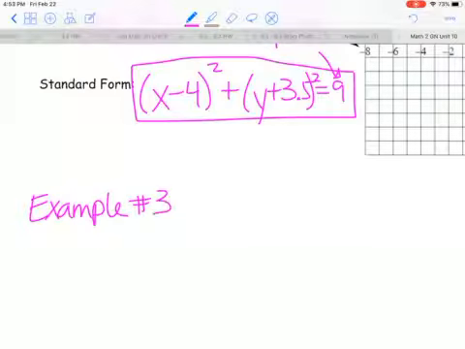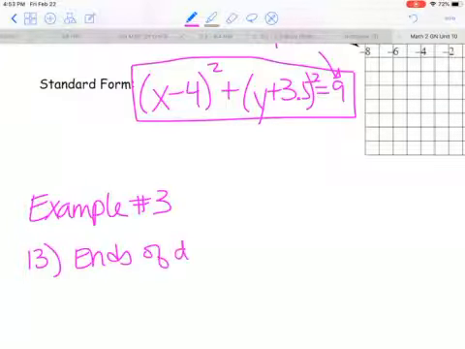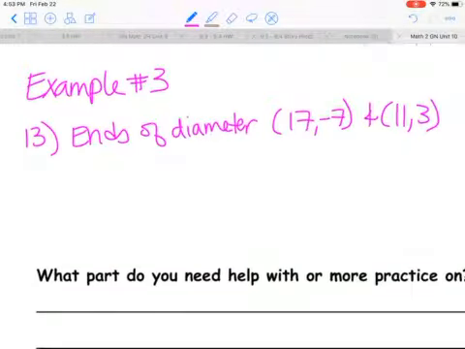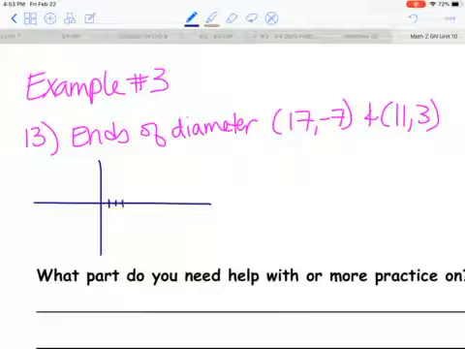And that is number 13 on your homework. So you're given that the ends of your diameter are 17, -7, and 11, 3. And it's super helpful to draw this on a graph. So you've got a graph here. We go all the way over to, let's see, 1, 2, 3, 4, 5, 6, 7, 8, 9, 10, 11, 12, 13. I wish there was a way to just add a graph in here. So let's see. Yeah, it doesn't look like it. Oh well.